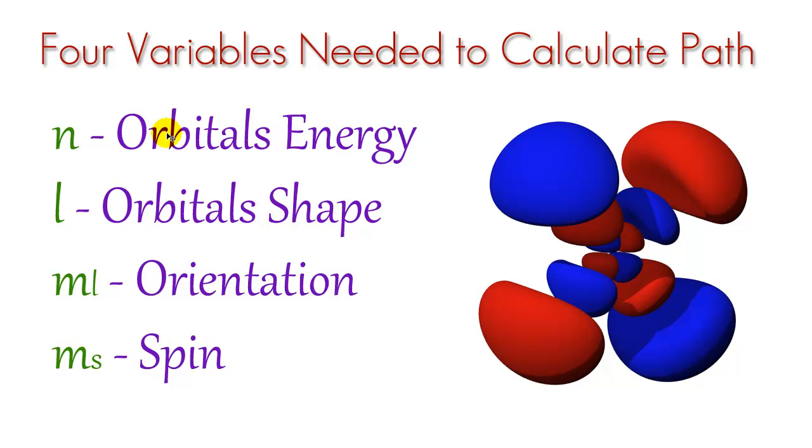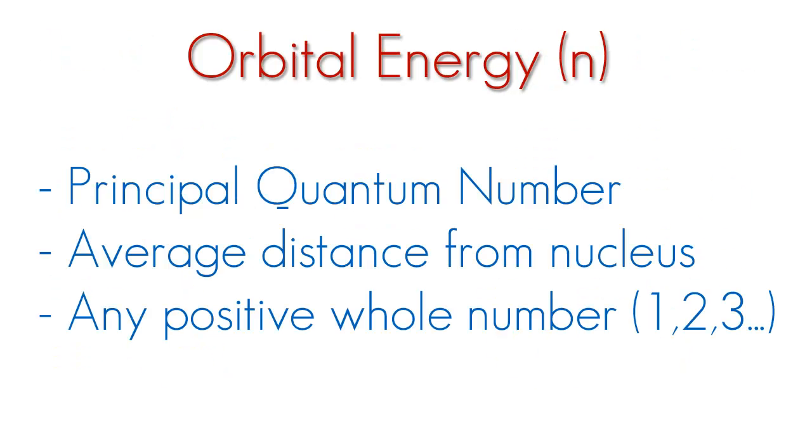So let me break apart these numbers, and once I break everything apart and put it back together, you're going to see how you can use these four variables to calculate the exact path that electrons take. Let's touch on the first one, which is the orbital's energy, or in other words, n is the variable that they used. Technically this n is called the principal quantum number. I just say orbital's energy because it makes sense. It basically is the orbital's energy. They just had to put a scientific term on it.